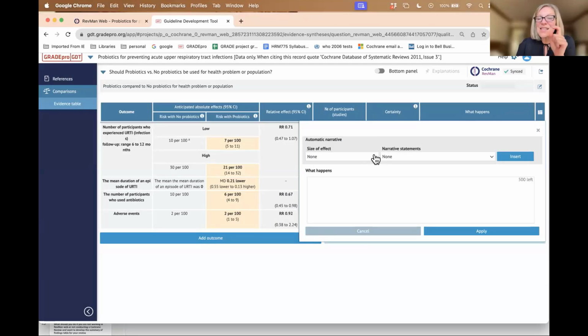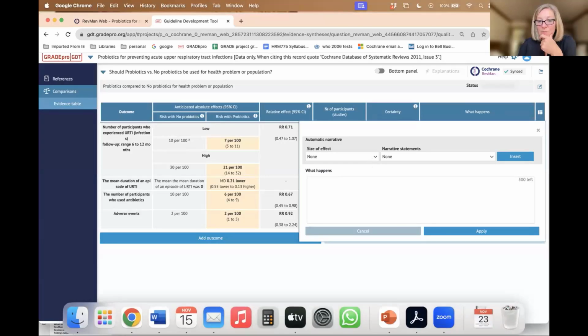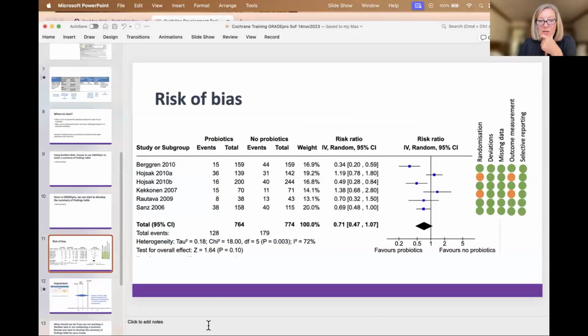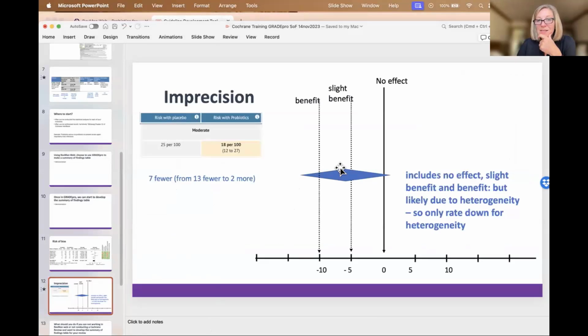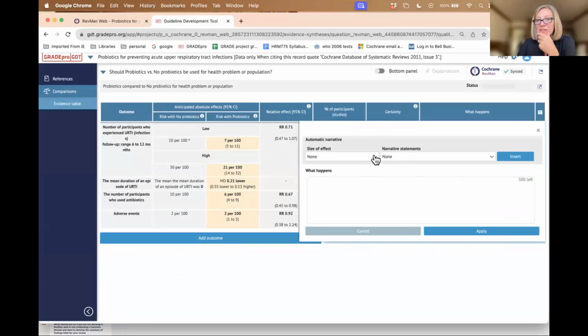This 7 fewer, if you recall from our presentation, that 7 fewer is landing right in the slight benefit area. So, that's a small benefit. So I'm going to go back to here. The size of the effect is small, but important.